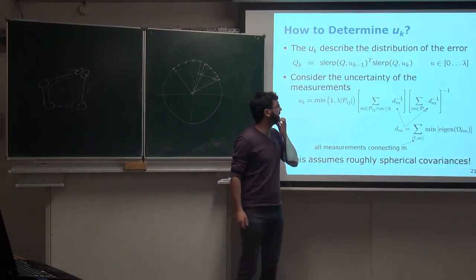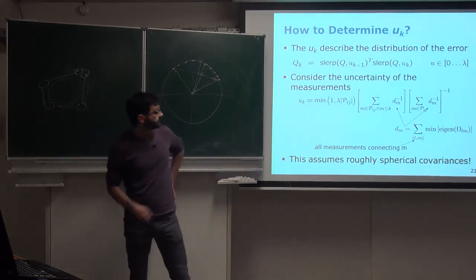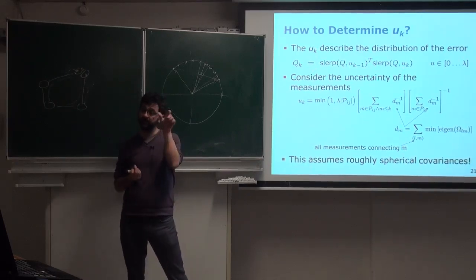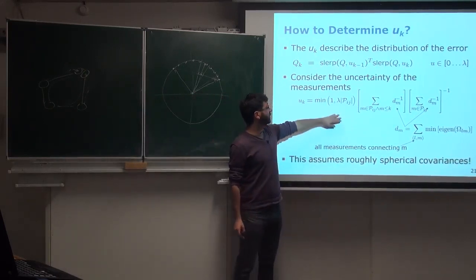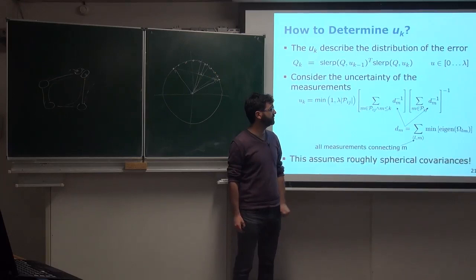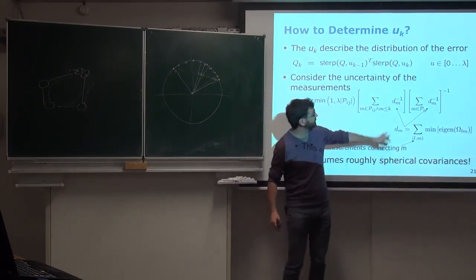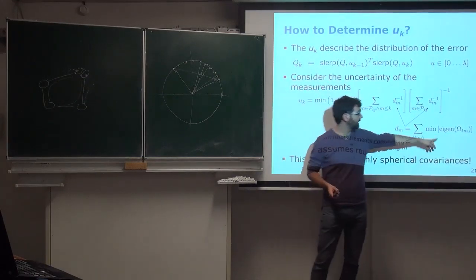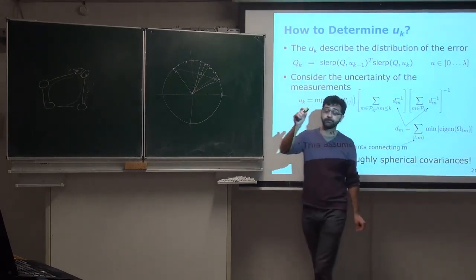So the only remaining thing is how to determine UK. And this is the parameter that determines how much of a rotation we want to take. So how we compute the incremental small rotation over the chain. And the way we consider it is considering two main components. The first one is the uncertainty of the measurement, and we only consider right now the minimum eigenvalue of the information matrix of the edge.